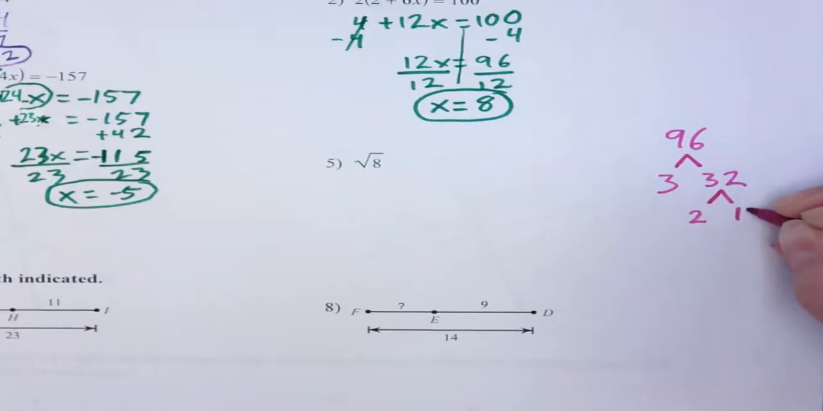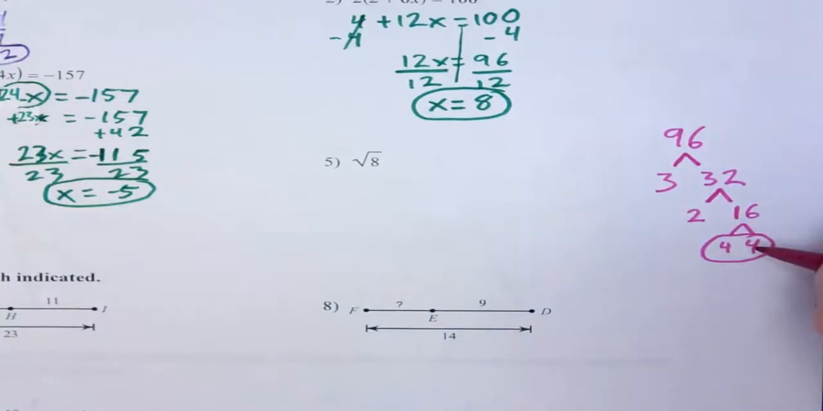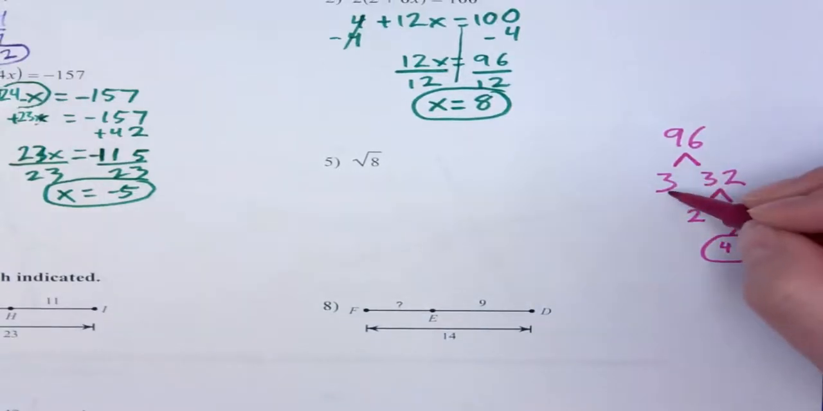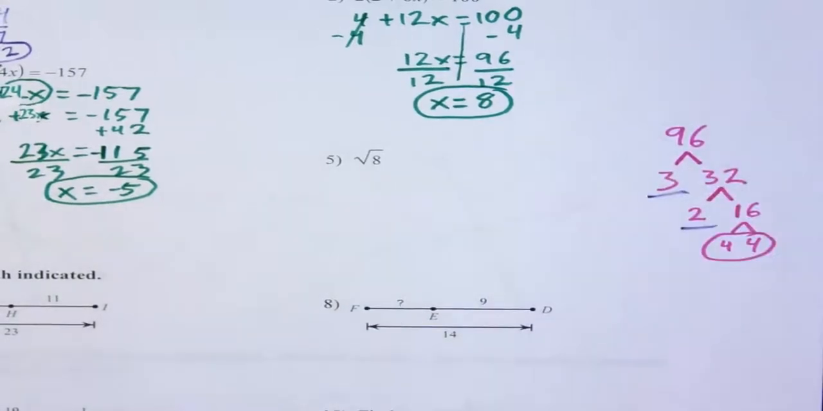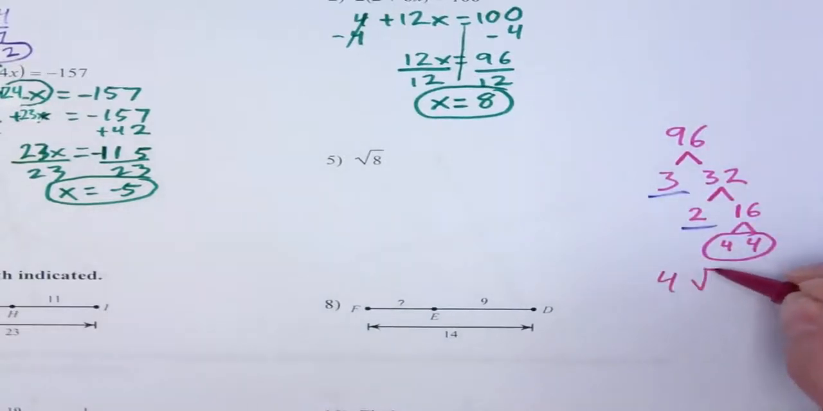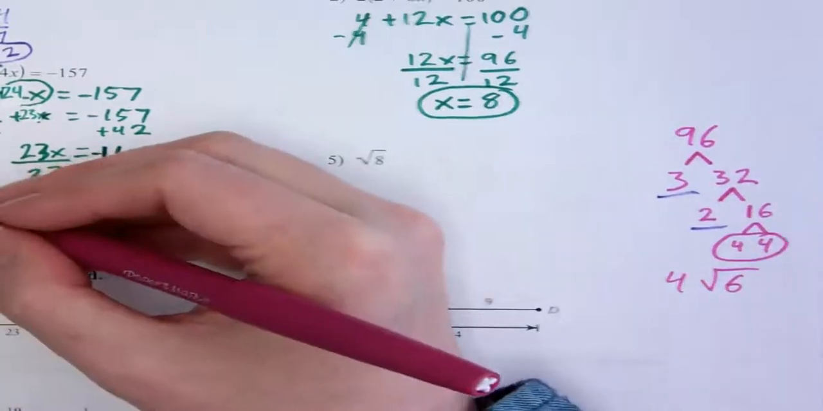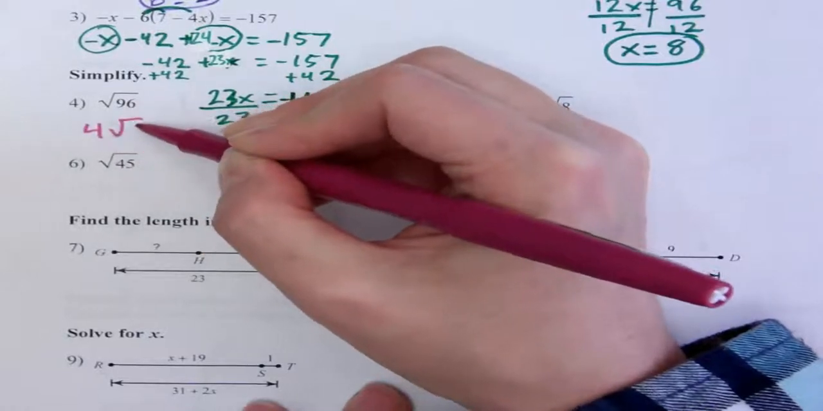and 16. 16 is a perfect square. It divides to 4 and 4. So anytime we find those perfect squares, we circle them. Those are our doubles that move to the outside of our parentheses. And then what's left over, which is my 3 and my 2, I multiply back together to go inside. So this becomes 4 square root 6. I multiply those back together. The doubles become a single outside. And so my answer for square root of 96 simplifies to 4 square root 6.